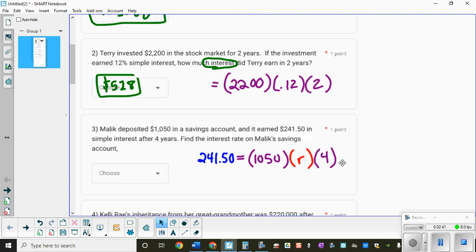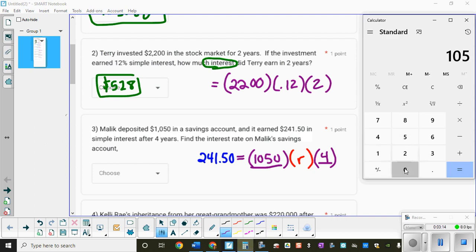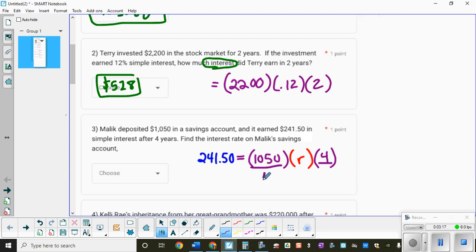Now for this one, this is probably the one that a lot of people are going to be skipping ahead to and looking for, because for this one, I want to know what the interest rate is. I actually tell you how much interest was earned, and then I gave you the principal amount. It says Malik deposited $1,050, and it earned $241.50. So for this problem, anytime I give you the actual interest and you're trying to find the rate, the calculation that you want to do first is to multiply these purple numbers. So I'm going to do 1,050 times 4.